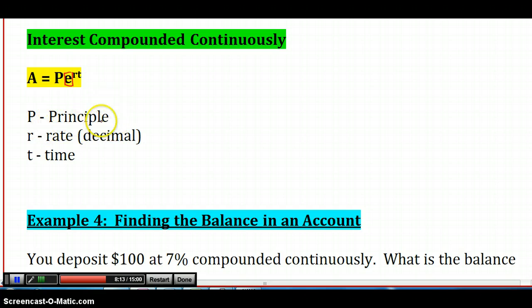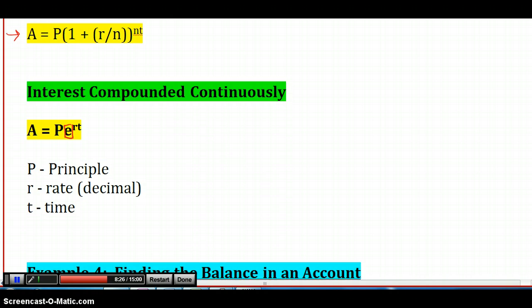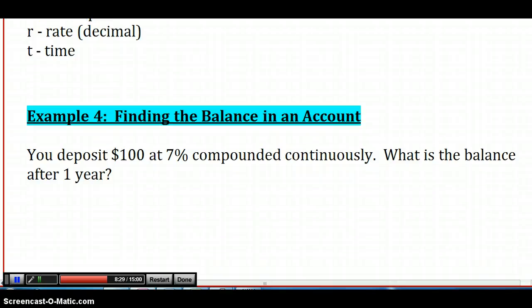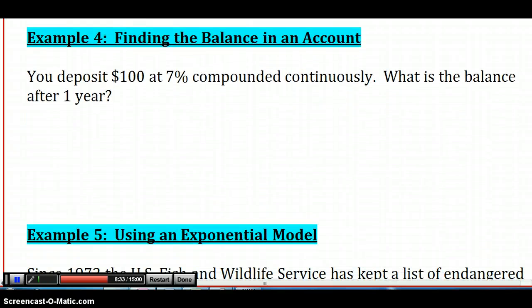P is the principal amount, that didn't change, your starting value. R is the rate as a decimal, and T is time. So everything means the same, it's just that you have an e instead of your 1 plus r over n. So let's use this in a problem. You deposit $100 at 7% compounded continuously. So continuously means we're going to use that formula. What is the balance after 1 year?